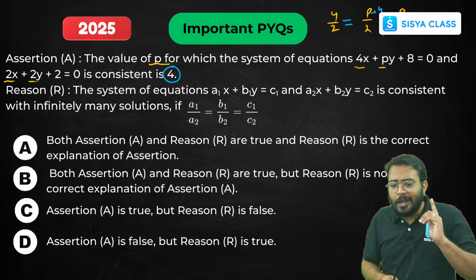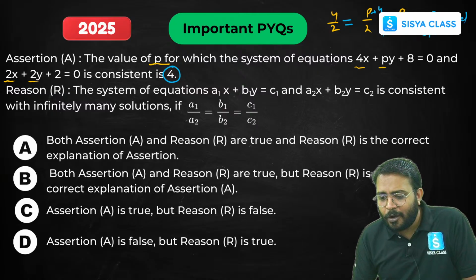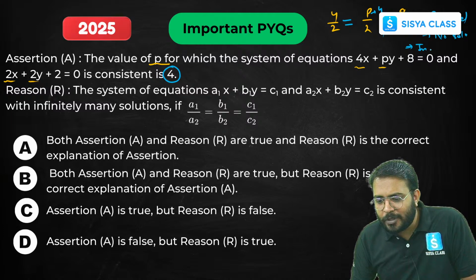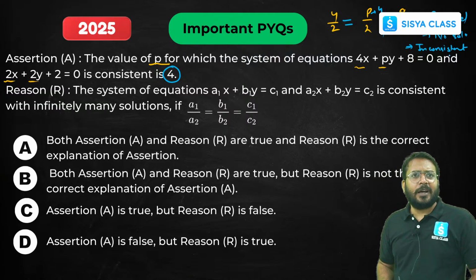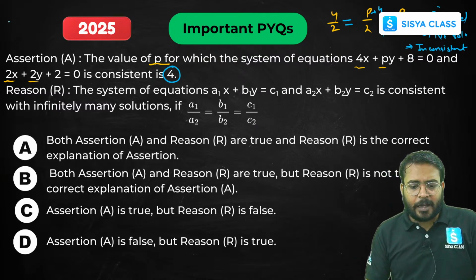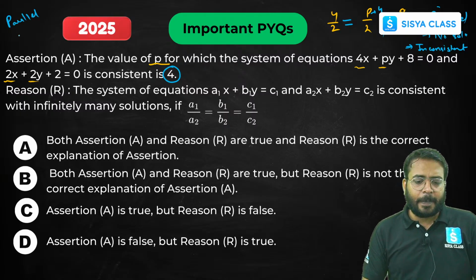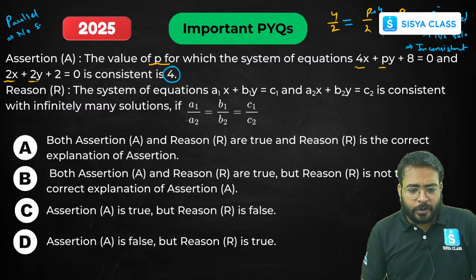That means they are representing parallel lines, and parallel lines means no solution. And no solution means they are inconsistent. So these two lines are representing parallel lines. Parallel means they are going to have no solution, and no solution means they are inconsistent.